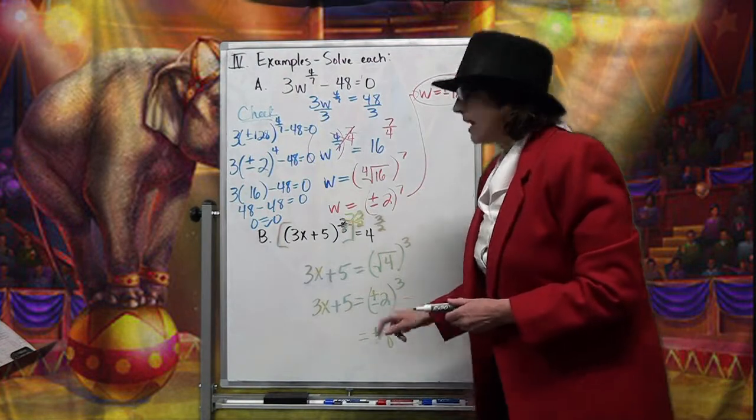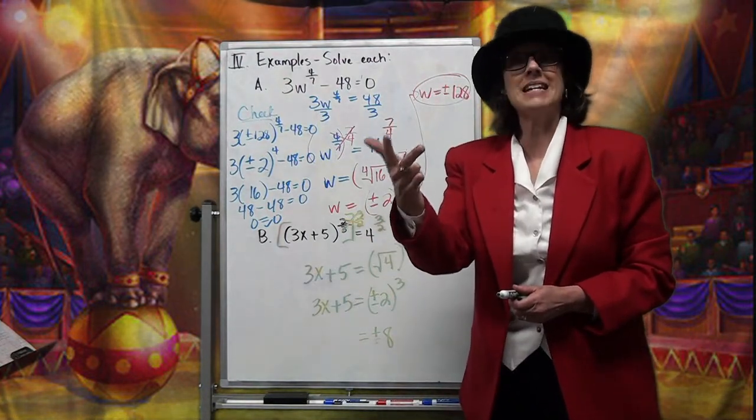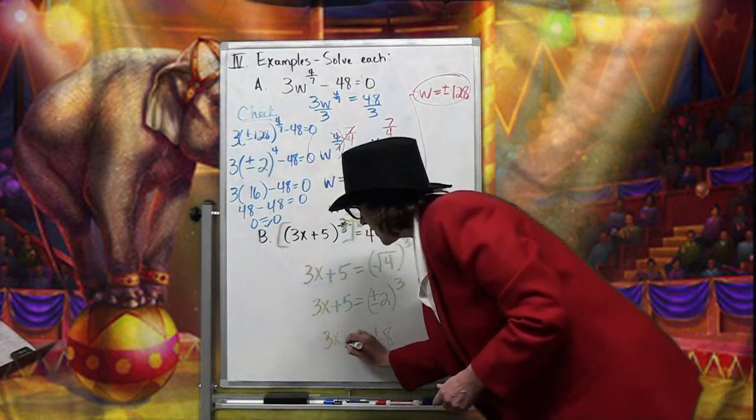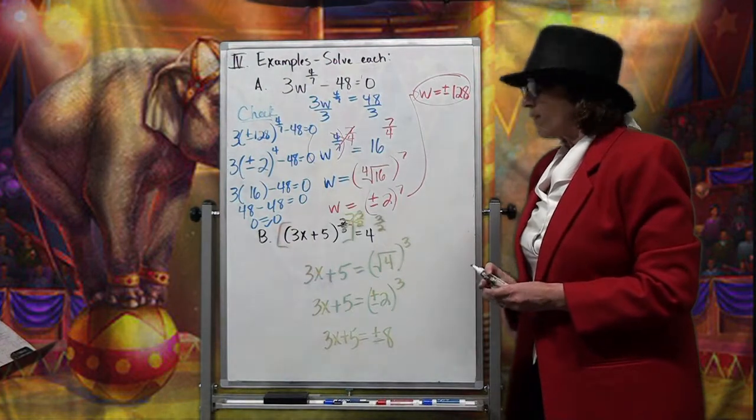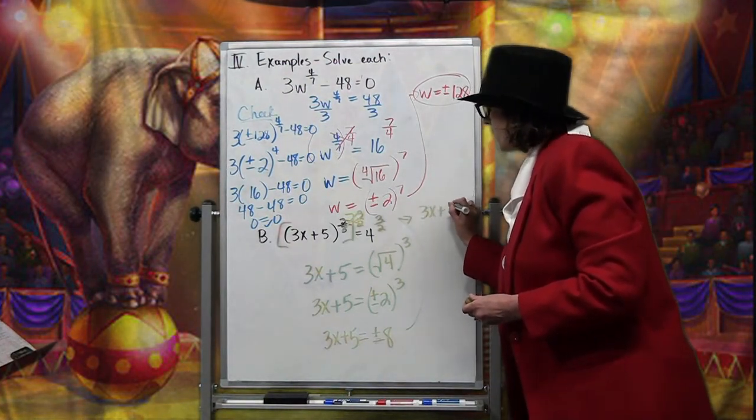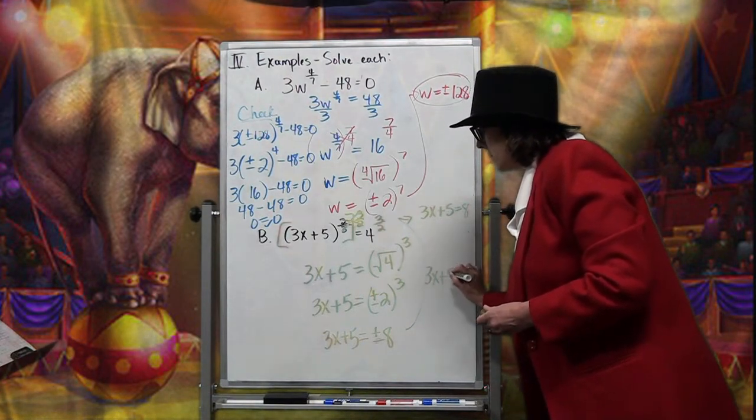But negative 2 times negative 2 is positive 4, times a negative 2 is a negative 8. So I need to be very careful about that plus minus. So my 3x plus 5 could be an 8, or that 3x plus 5 could be a negative 8.